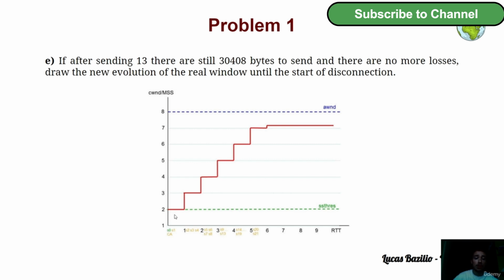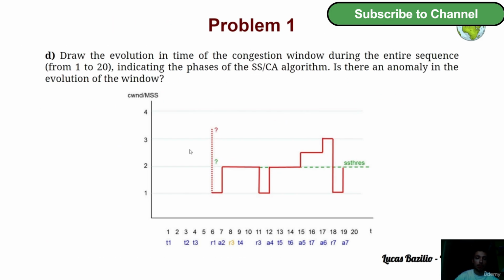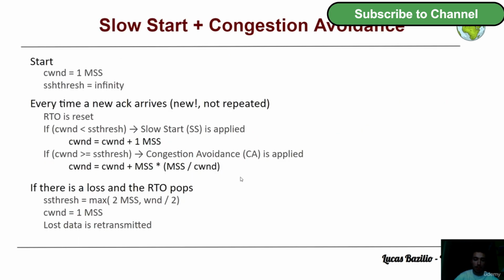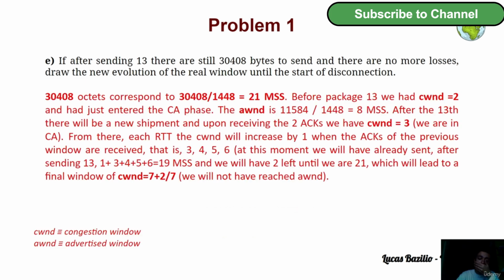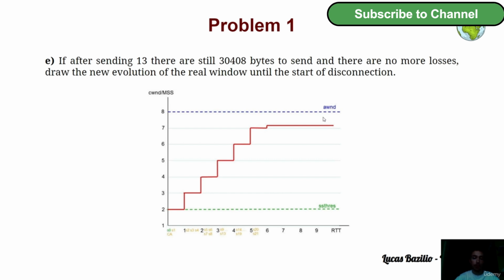Keep in mind that here we are considering the case from the package 13. Essentially we continue this graph that we saw before, but now instead of beginning from time 1, we begin from time 13, from the exchange 13. In fact, this origin of the plot is the exchange 13, and now the x-axis is 1 round trip time. So at each round trip time, the congestion window will be increased by 1. This is what happens in the congestion avoidance. And then the final increment, as we see, is 7 plus 2 divided by 7, so we will never reach the value 8, which is the value of the advertised window.